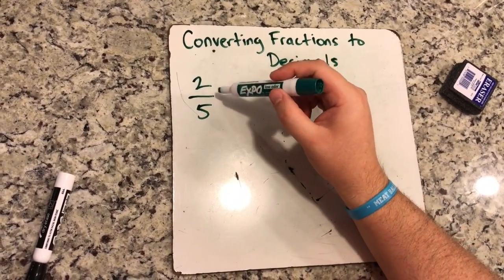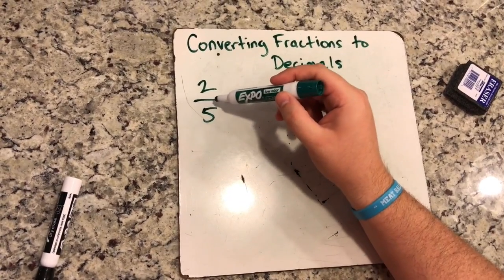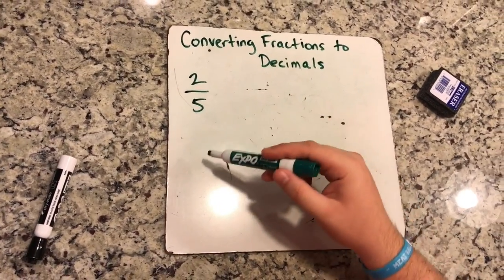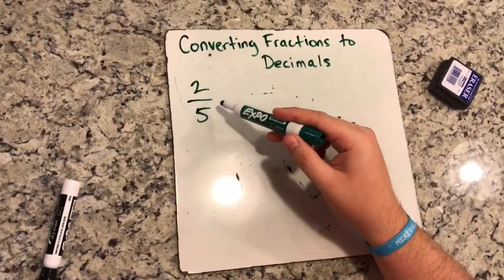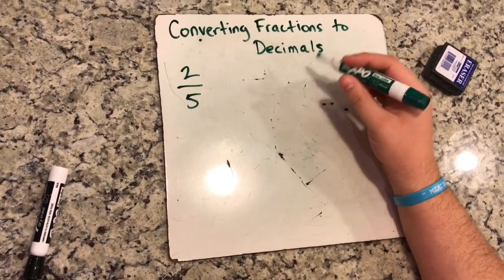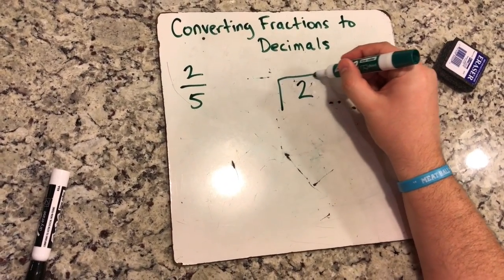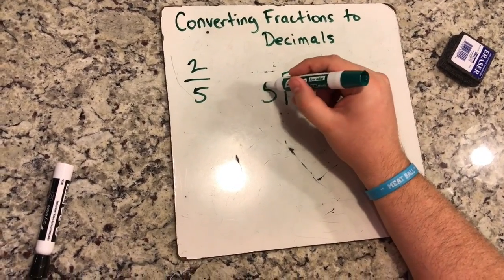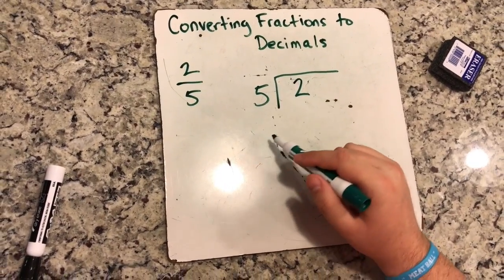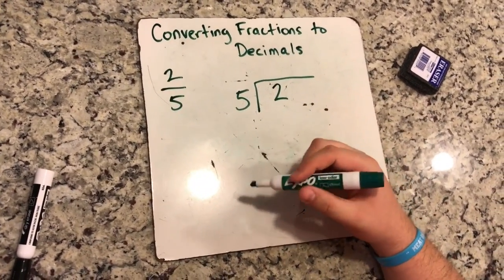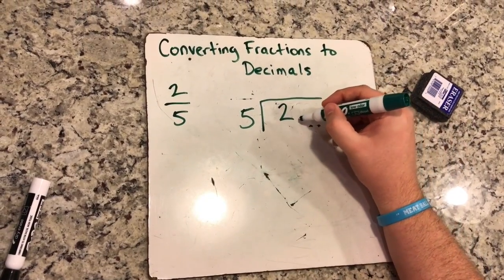And just remember, the bar right here also means divided by. So even though this says 2/5, it literally also says 2 divided by 5. So that's what we're going to do. We're going to put 2 inside our house and put 5 on the outside. Well, right now we can't really divide it because we know 5 is bigger than 2, so we have to do something to it.